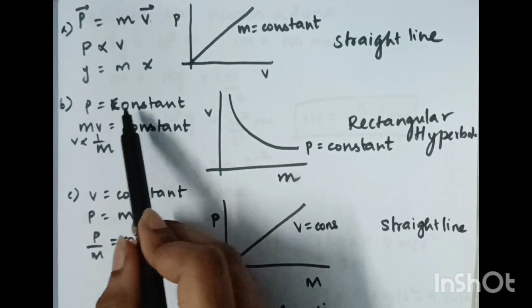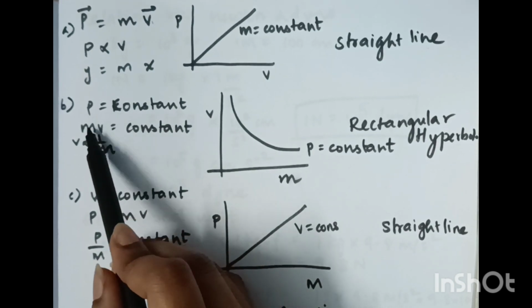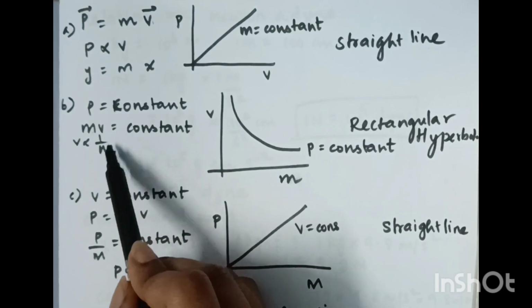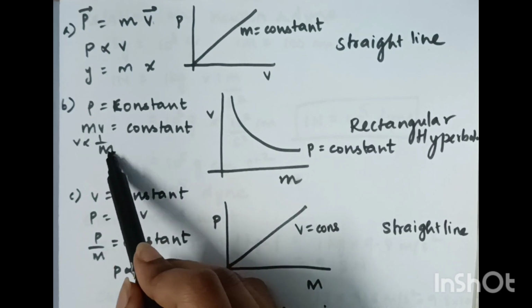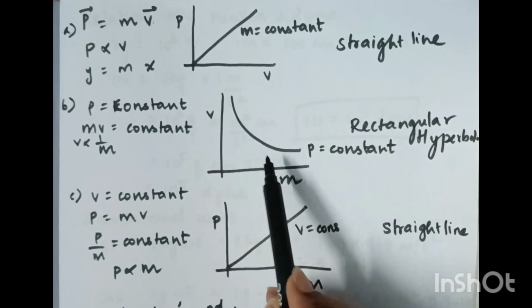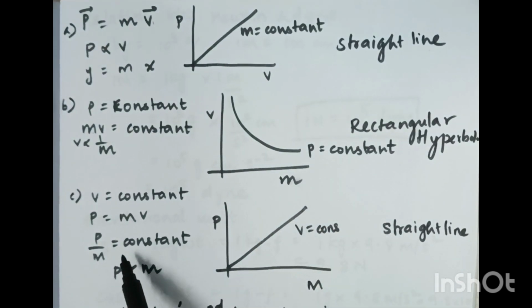If momentum is constant, then we can write mv equals constant. That is, P equals mv, that equals constant. Then v is inversely proportional to m. That means the graph between velocity and mass, v is inversely proportional, so it will be a rectangular hyperbola. It is like this.